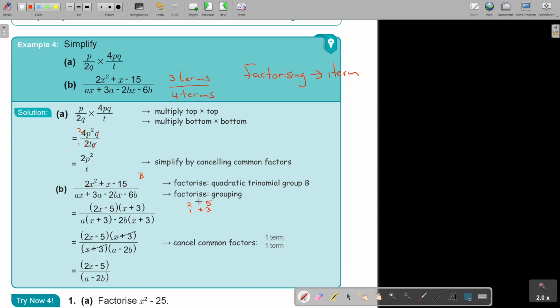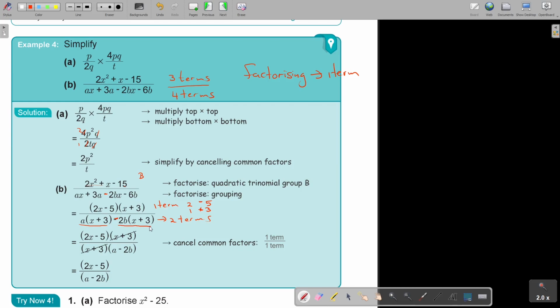That is grouping, but be careful of that negative sign. So I take out a, I get x plus 3, negative 2b, and now if I divide, negative divided by negative is a positive. Please, you cannot say, oh, cancel, cancel, cancel. No, no, no. Can I just show you? This is already one term, but this is still 2 terms due to that negative. There's your one. There's your other one.